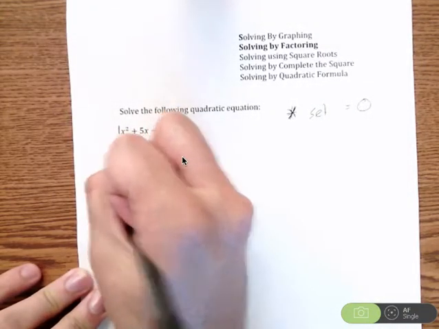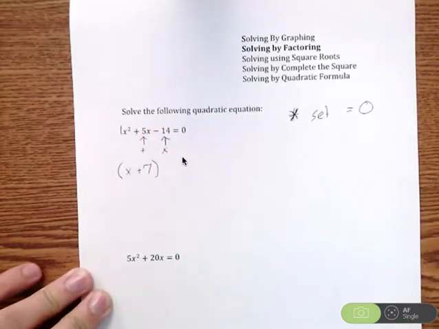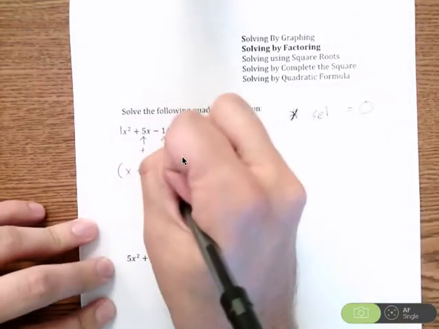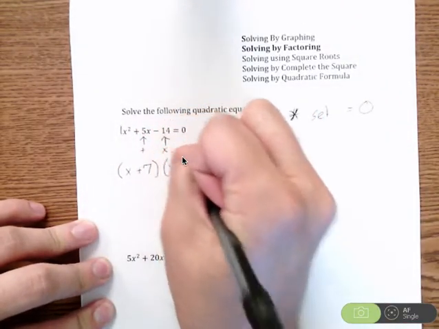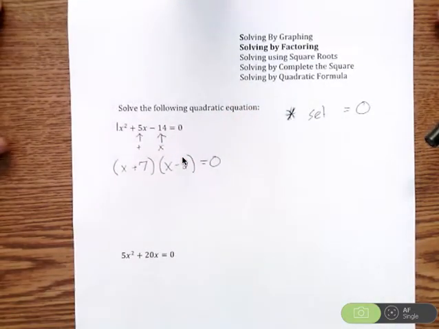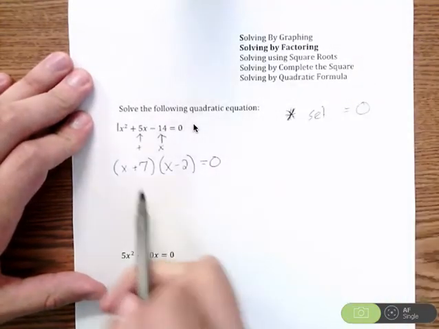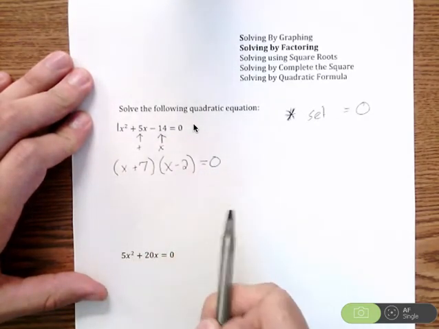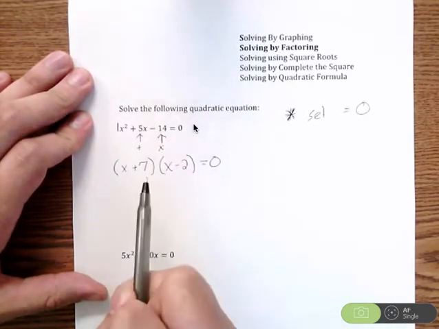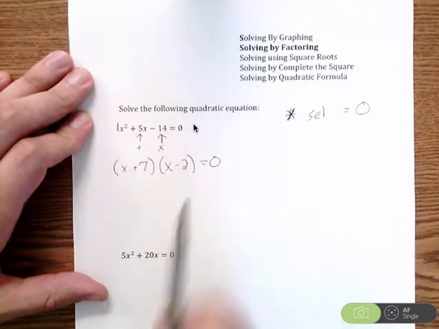Those two numbers are positive 7 and negative 2, so I'm going to have x plus 7 as one of my factors, and the other is x minus 2. So we have x plus 7 and x minus 2. Now the important thing on why we want this set equal to 0 is we can use the zero product property. Now that we have these factors, we're going to take each factor, set it equal to 0, and solve from there.